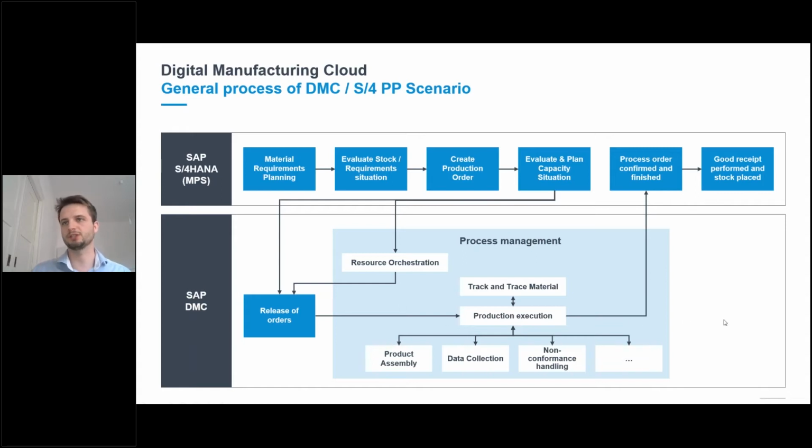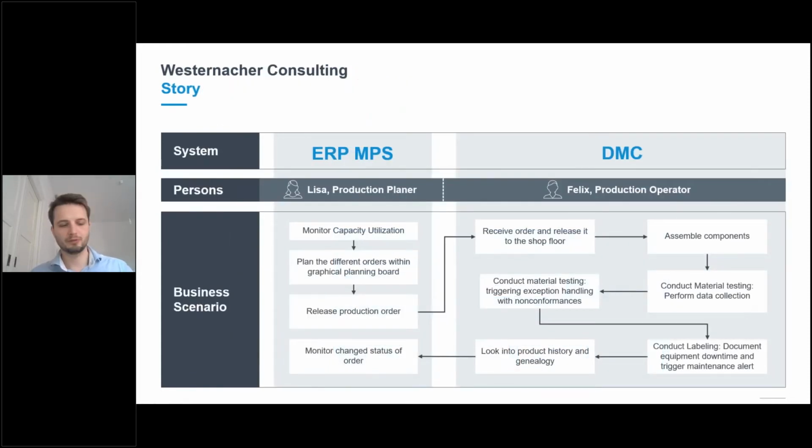Then comes our production execution, where we have different functionalities of track and tracing the material. We can assemble our products, do the data collection, non-conformance handling, and among others. And while we're doing that, we're sending information back to the ERP system. For example, order consumption, or when the process order is confirmed and finished, and also when the goods receipt is going to be triggered.